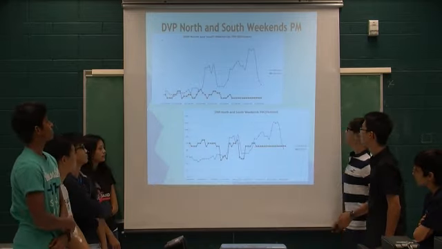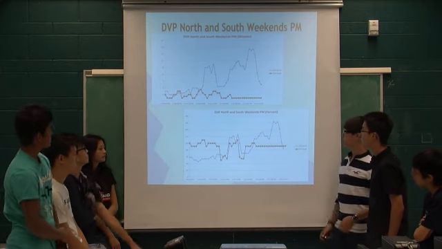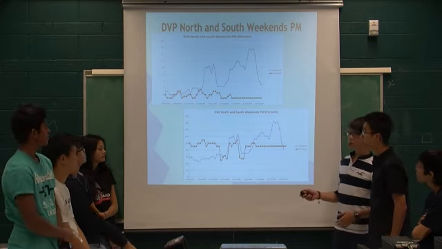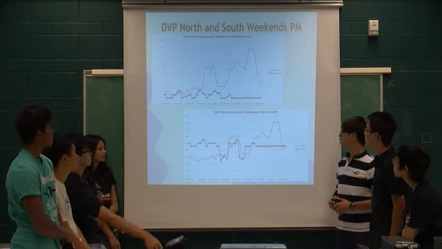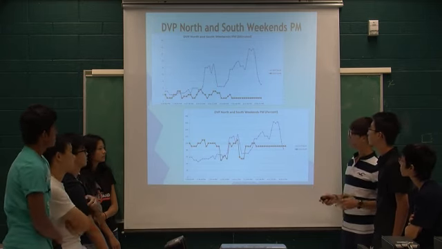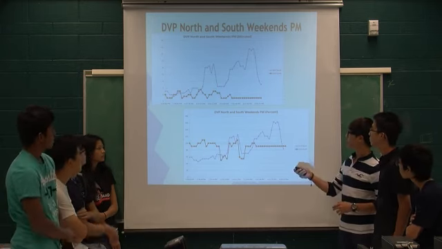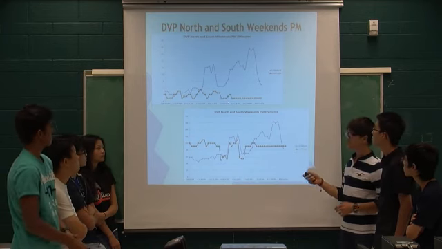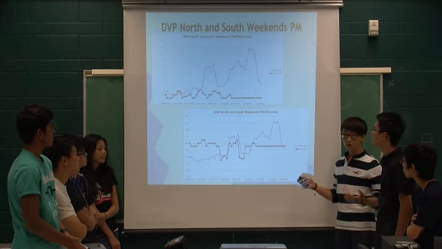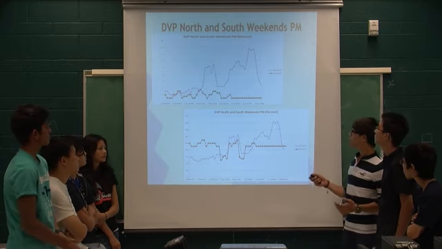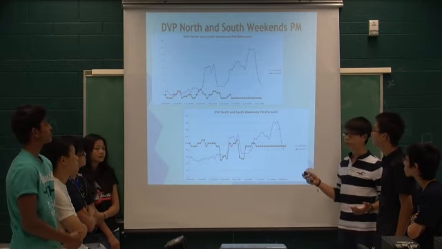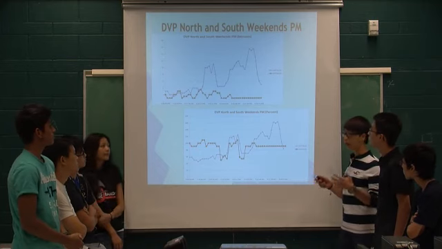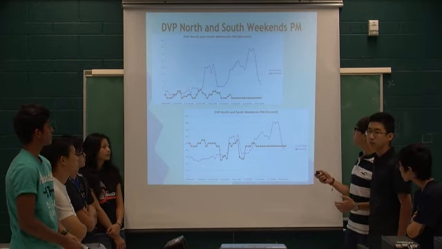Okay, so here are the PM times for the DVP north and south. As you can see, it's different from the AM times, because if you didn't see in the previous slide, south was actually higher than north. But this could be a cause of perhaps people working overtime and going north to go home. But it can also be a cause of people going to cottages and taking the DVP north to go to their cottage homes, stuff like that.